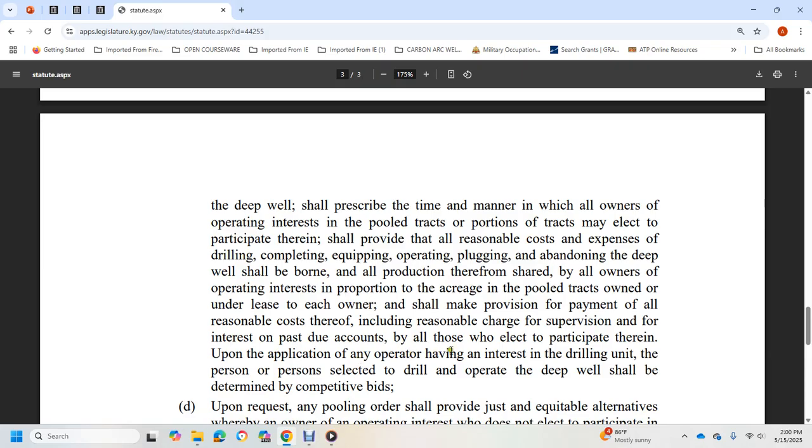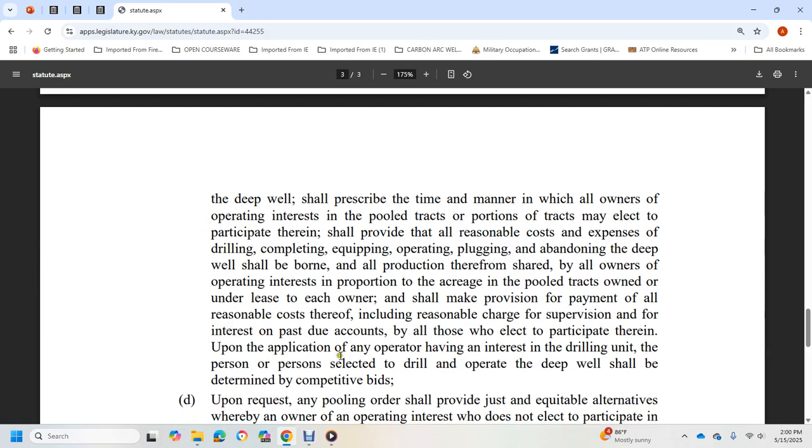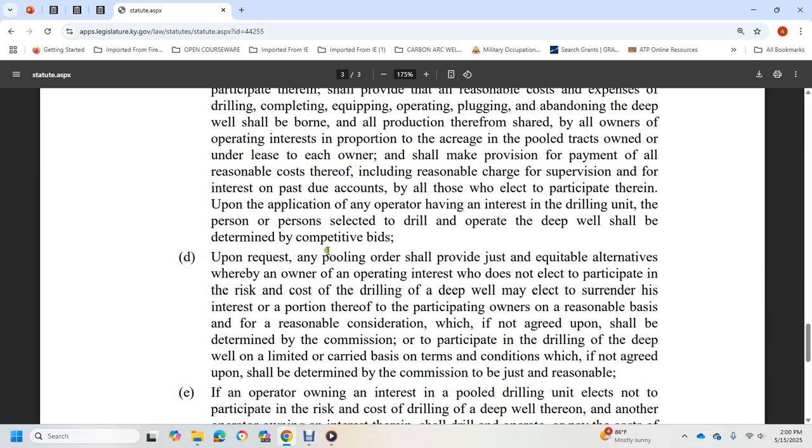Upon application by any operator having an interest in the drilling unit, the person selected to drill and operate the deep well shall be determined by competitive bids. Upon request, a pooling order shall provide a just and equitable alternative whereby an owner with an operating interest who does not elect to participate, with the risk of the cost of drilling the deep well, may elect to surrender his interest to the participating owners on a reasonable basis for reasonable consideration, which, if not agreed upon, shall be determined by the Commission. Participation in the drilling of the deep well shall be limited to a carried basis on terms and conditions which, if not agreed upon, shall be determined by the Commission as just and reasonable.